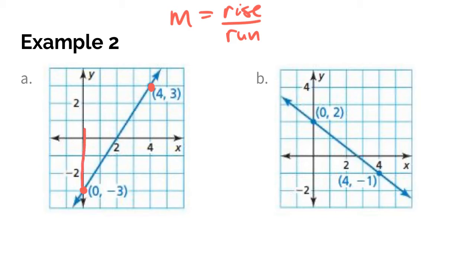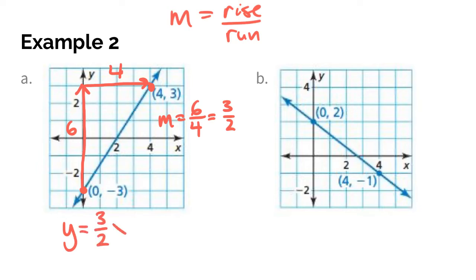I'm going to start by doing my rise. In this case, I would go up. Counting the number of boxes, I'm going to go up 6 units, and I'm going to go right 4 units. So my slope then, m, would be 6 over 4. As a fraction, we want to simplify that down to 3 over 2. So in my function, I would have y equals 3 over 2 x.